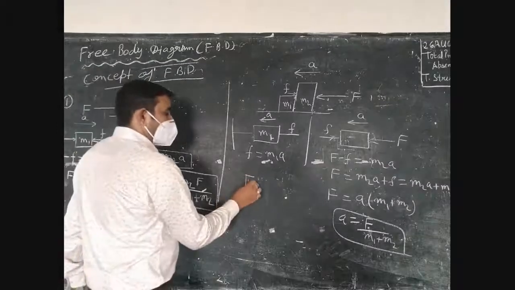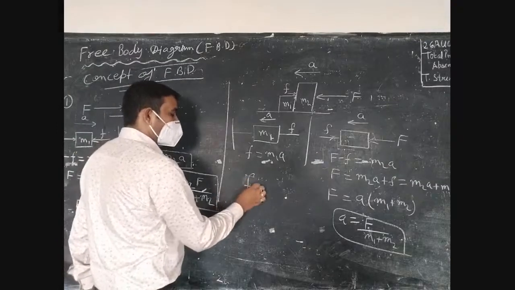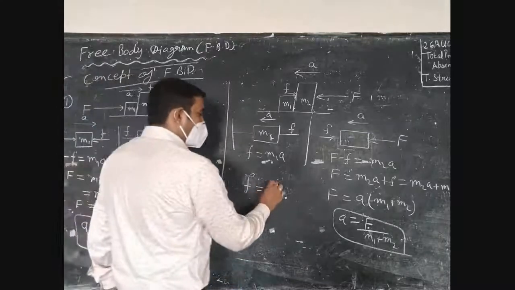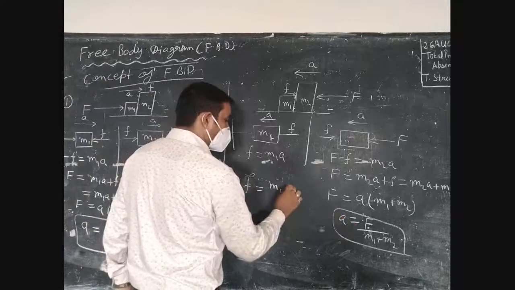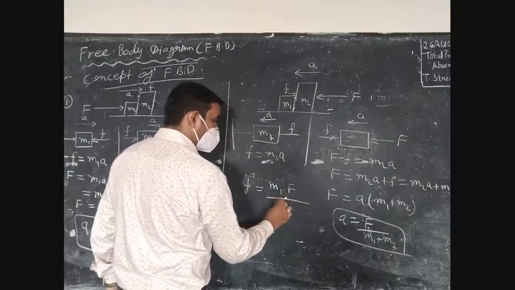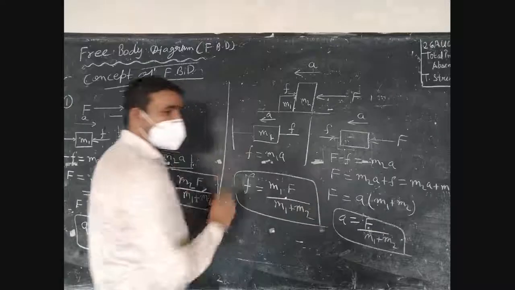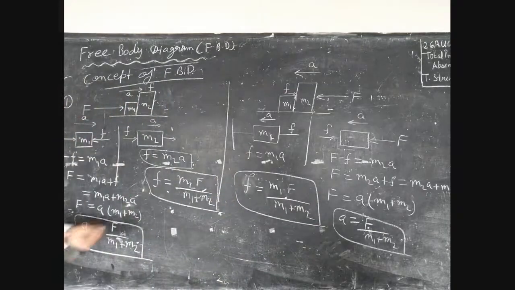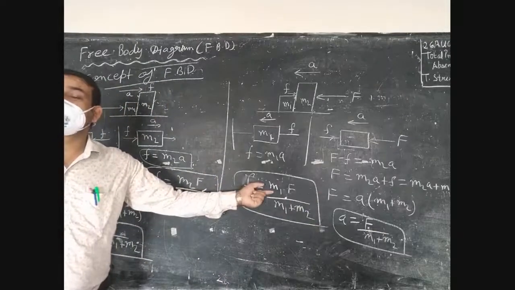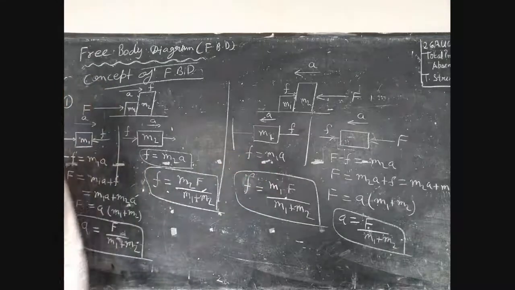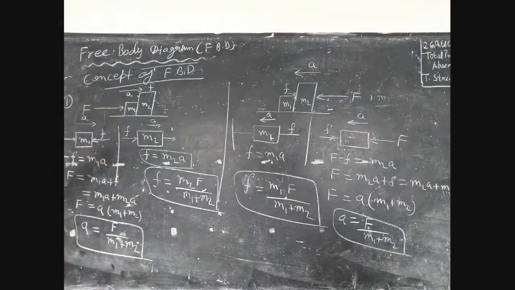But the small force, or you can say opposing force, will change. m1 and the value of a is F upon m1 plus m2. How much will it be different? The answer is in proportion to the difference between the two masses. Okay? So this is how you can solve the two body connected motion.